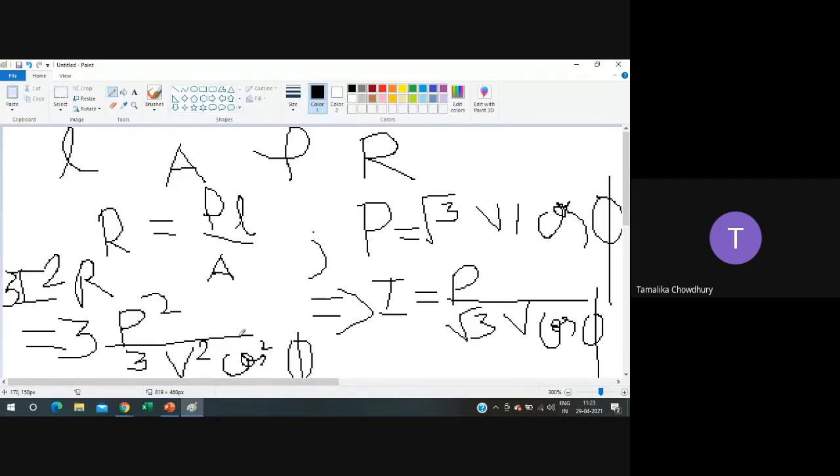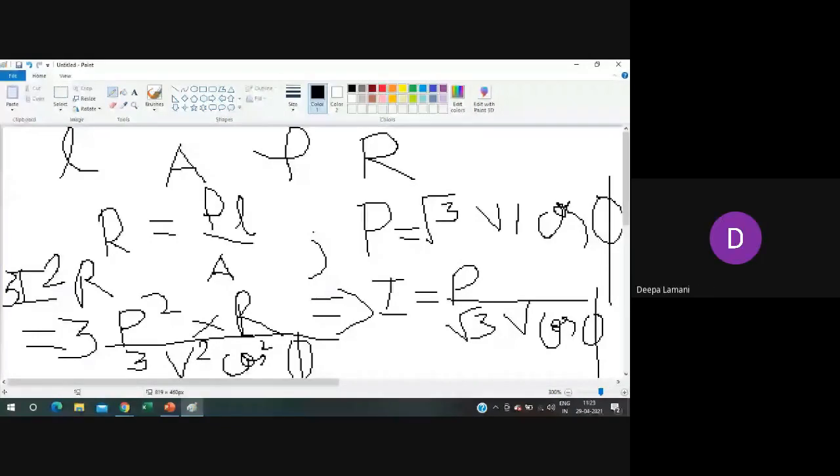Yes, this is I square R, into R. Right, everyone? Has everyone written this down, because I will rub this.